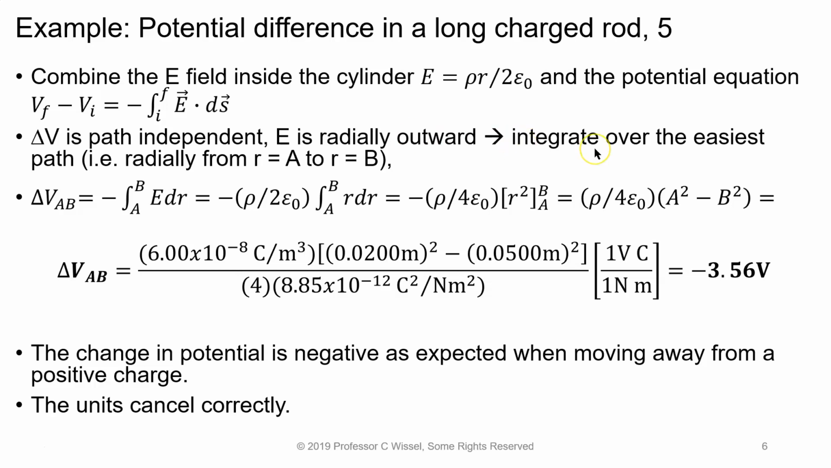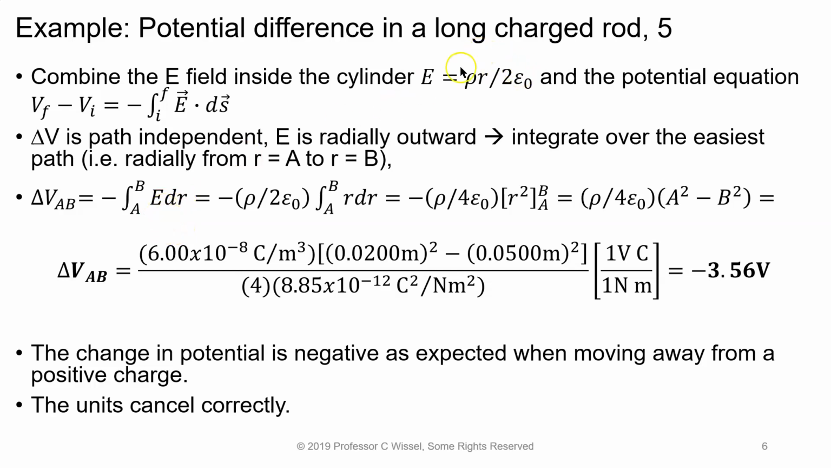So this means the easiest thing we can do is to integrate over the easiest path. So we're going to go from little r_A to little r_B, going directly between A and B to figure out what the potential difference is between them, because that's what the whole thing is set up for. So we're going to call that delta V_AB. That equals negative the integral from A to B of E dr.